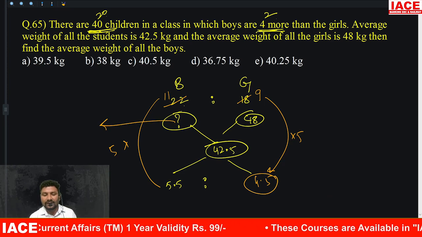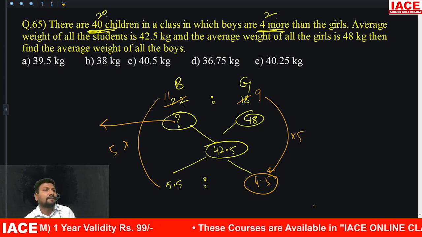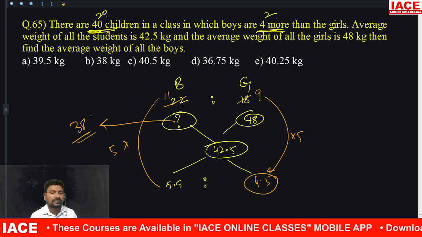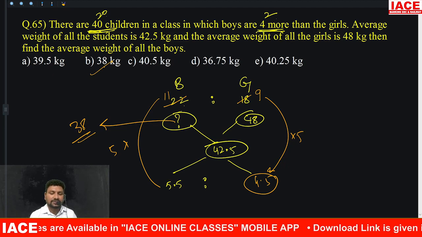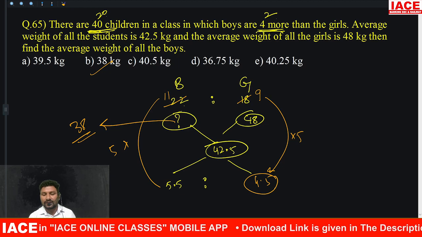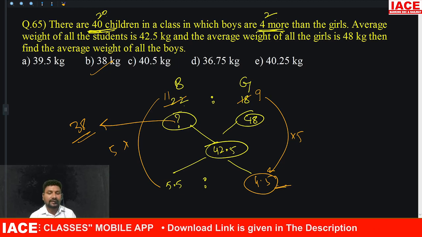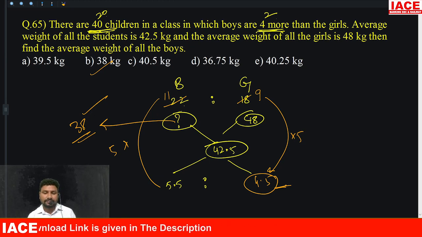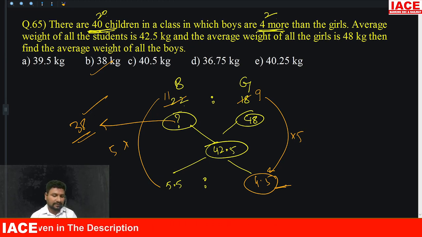To get this 4.5, from which value should we subtract how much? From 42.5, how much should we subtract here? 38. You can go through the options. If you substitute 38, it works: 42.5 minus 38 gives 4.5. Then the boys' average weight is 38 kgs. Okay. Thank you.